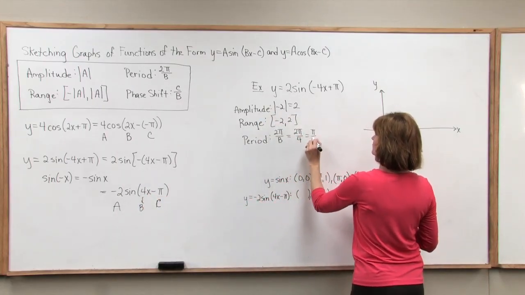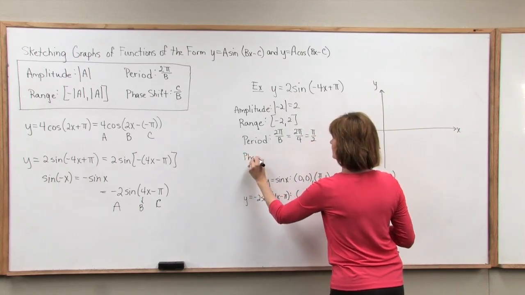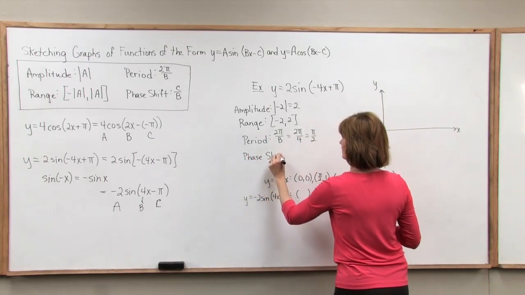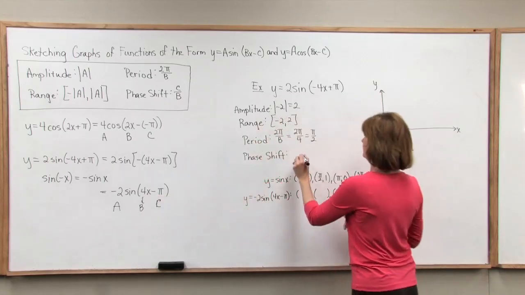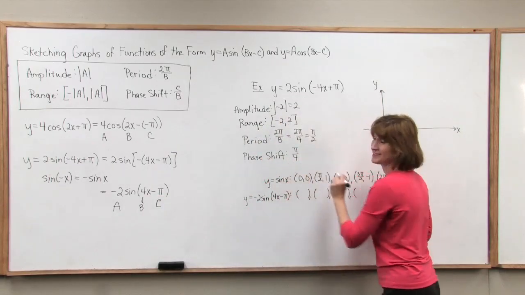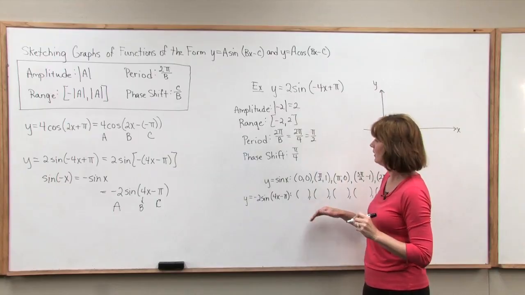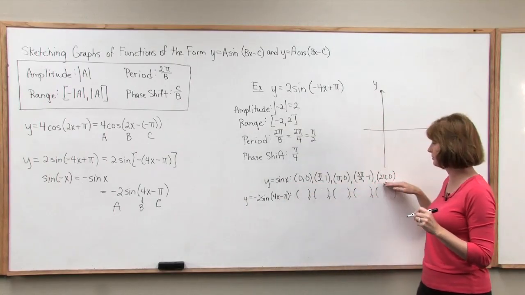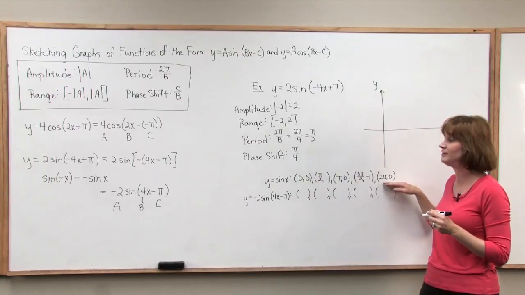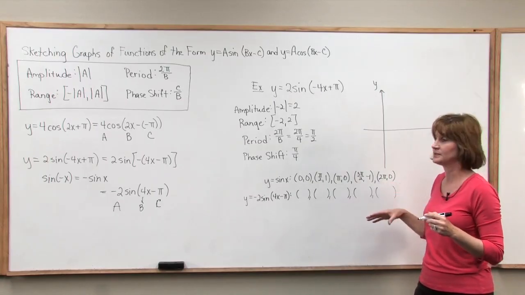So that's pi over 2. And my phase shift is c over b. So it's positive this time. Okay, so now look at, we have the quarter points for y equals sine x. We know what those are. You should know those very well. So how do we get the quarter points here?